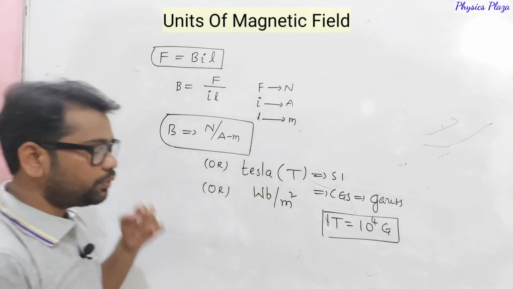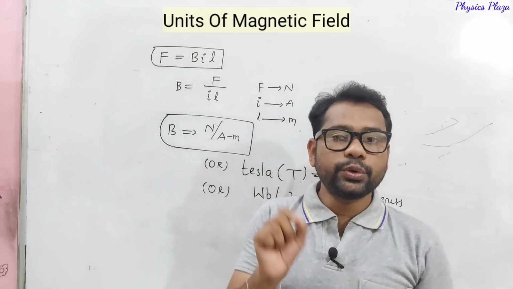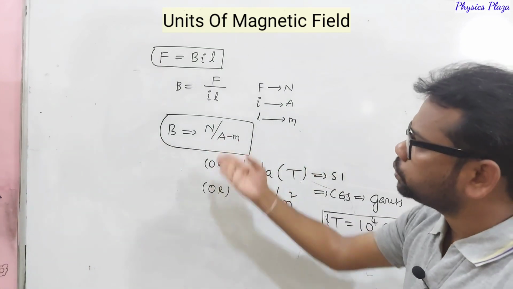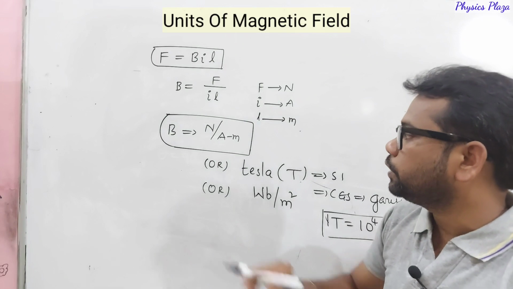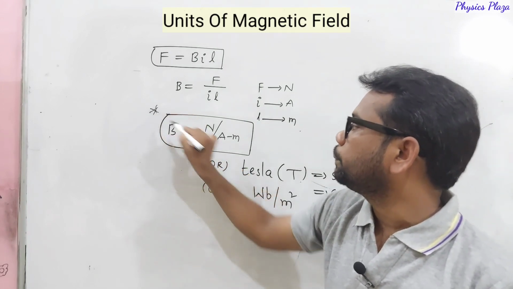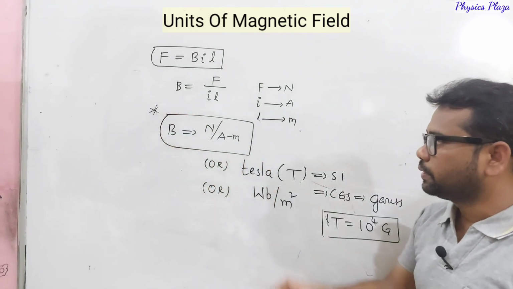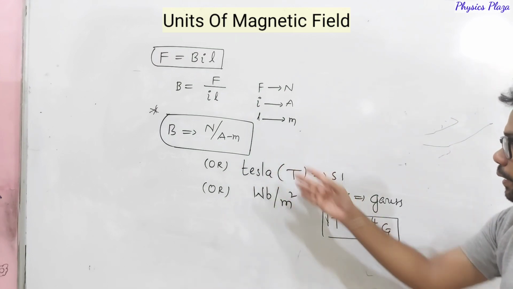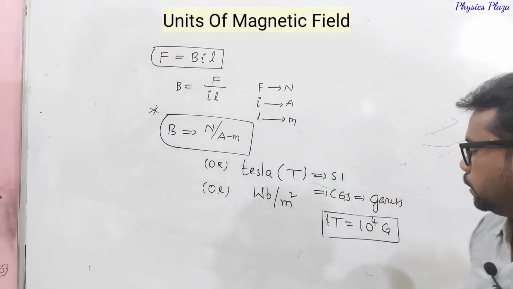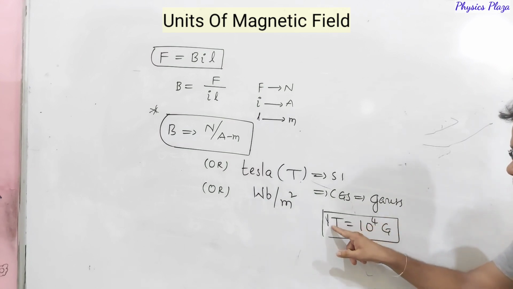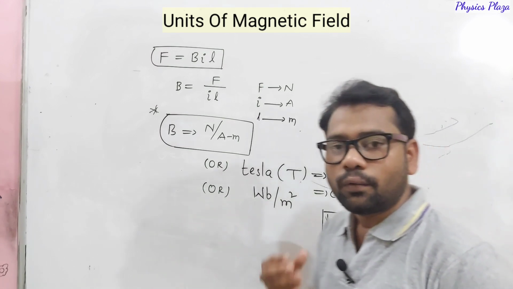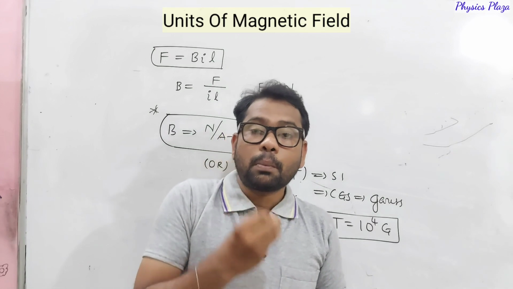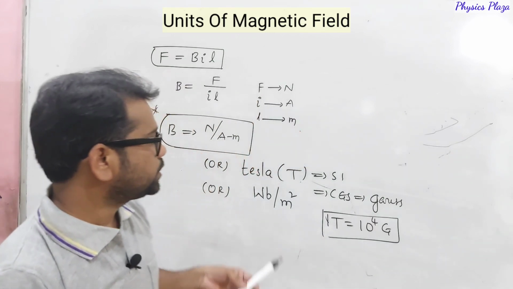From the examination point of view, a direct question is: what are the units of the magnetic field? Children, mostly according to this concept we will use Newton per ampere meter, but it is also called Tesla. Tesla is nothing but Weber per meter square, and Tesla is the SI unit, while Gauss is the CGS unit. 1 Tesla is equal to 10 power 4 Gauss, or 1 Gauss is equal to 10 to the power of minus 4 Tesla. Okay children, so this is how.